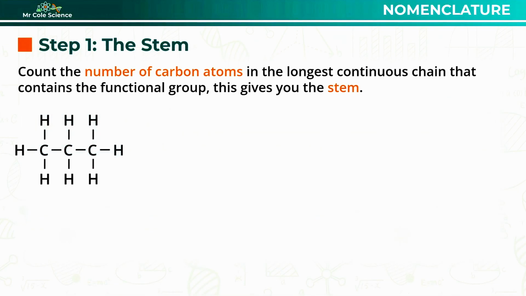Now at this point, all we're interested in is finding the longest continuous chain that contains the main functional group. So here we've got a nice simple one to get us started. We only have one possible carbon chain, and that's the one going straight across containing 3 carbon atoms. Because our longest chain containing the functional group, which in this case is our carbon-carbon single bonds, has 3 carbon atoms in it, it gives us the stem prop.